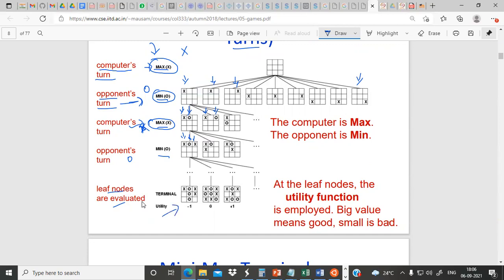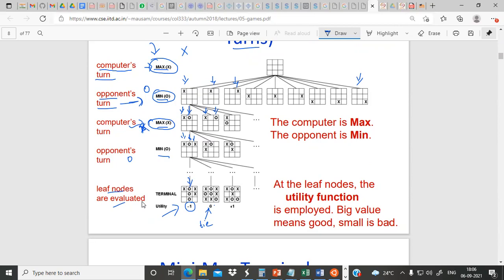Here you can see it is -1, because who wins here? Here the opponent won, because the opponent got all O's in one column. So the opponent won, the computer failed, so it is -1. This is the case which is a tie. Nobody wins here. Neither the computer wins nor the opponent. So this is a tie case.